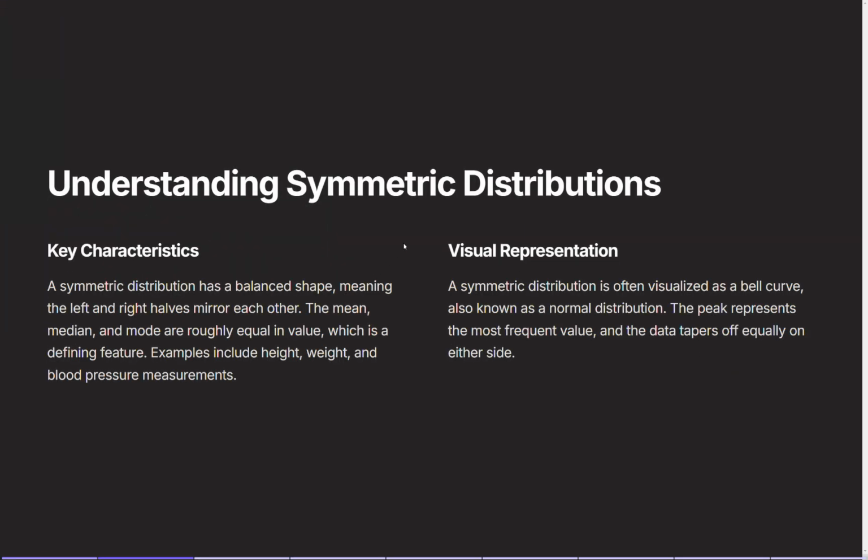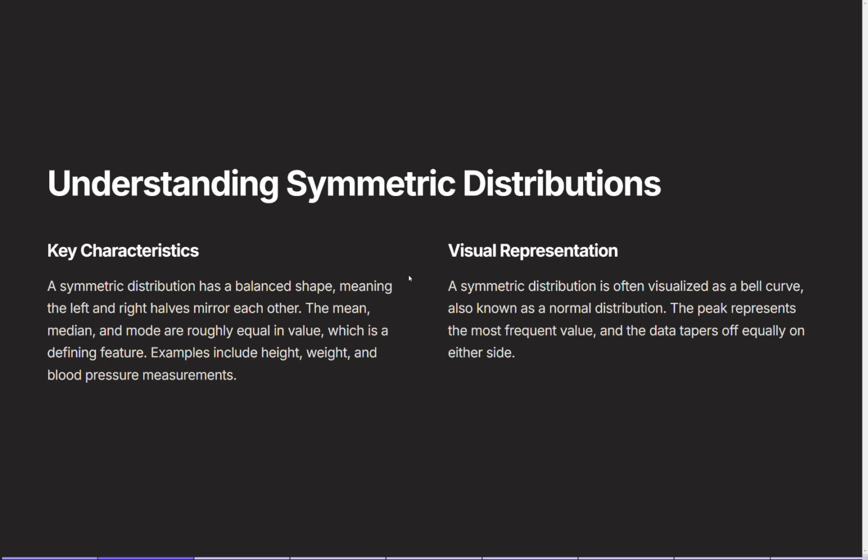Understanding symmetric and asymmetric distributions. Key characteristics: a symmetric distribution has a balanced shape, meaning the left and right halves mirror each other. The mean, median, and mode are roughly equal in value, which is a defining feature. Examples include height, weight, and blood pressure measurements. A symmetric distribution is often visualized as a bell curve, also known as a normal distribution. The peak represents the most frequent value, and the data tapers off equally on either side.